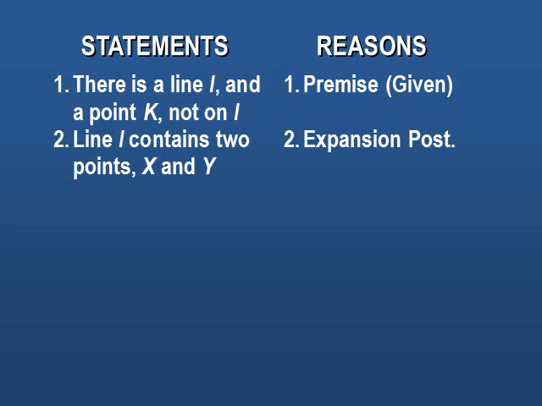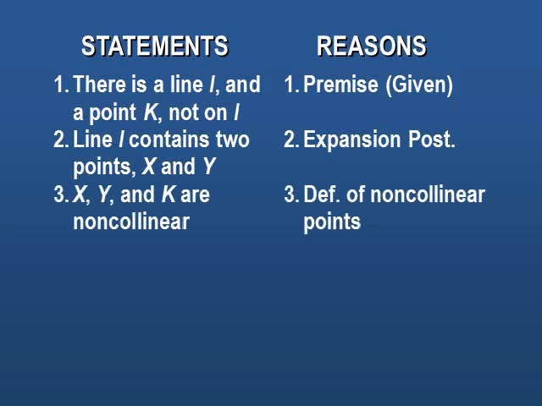So, okay, all that to say, now, here we are. We know we have a line that contains 2 points. We know that that line does not contain point K, and now we need to talk about how these points, X and Y and K, are non-collinear. The only way we can talk about that is by the definition of non-collinear. Okay, so now we know K does not lie on line L. It is not anywhere on the same line with X and Y.